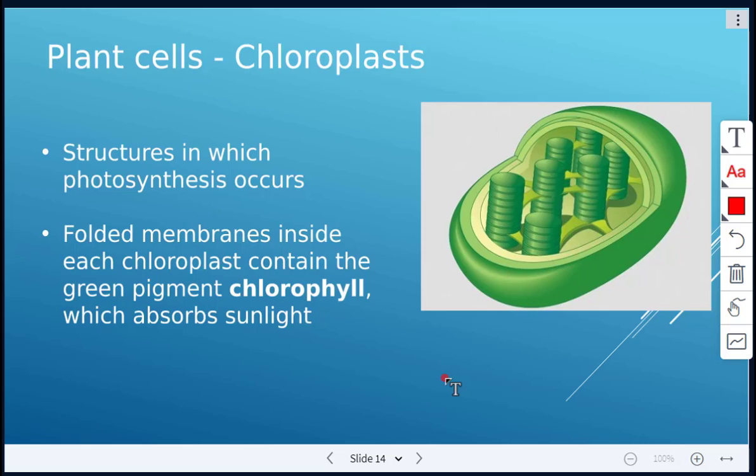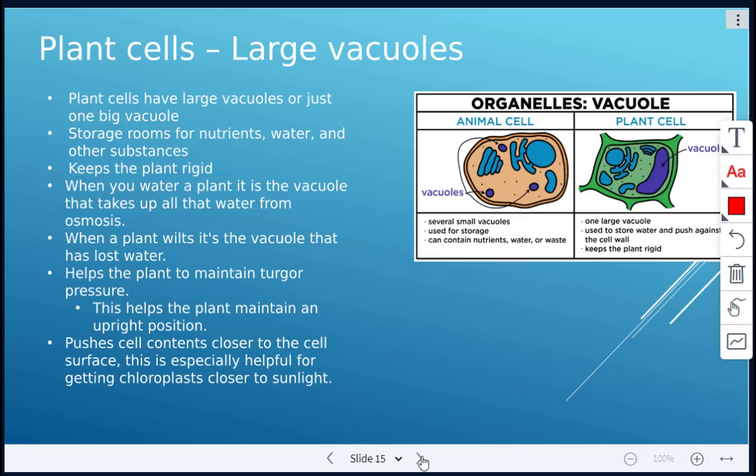Next is the chloroplasts that we saw in the plant cell. So the chloroplasts are where photosynthesis occurs. They have folded membranes inside each chloroplast, and they contain the green pigment called chlorophyll. And it's that green pigment that absorbs sunlight. All right, so we have the chloroplast. Within the chloroplast, we have chlorophyll. That's the green pigment that will absorb sunlight for photosynthesis to occur.